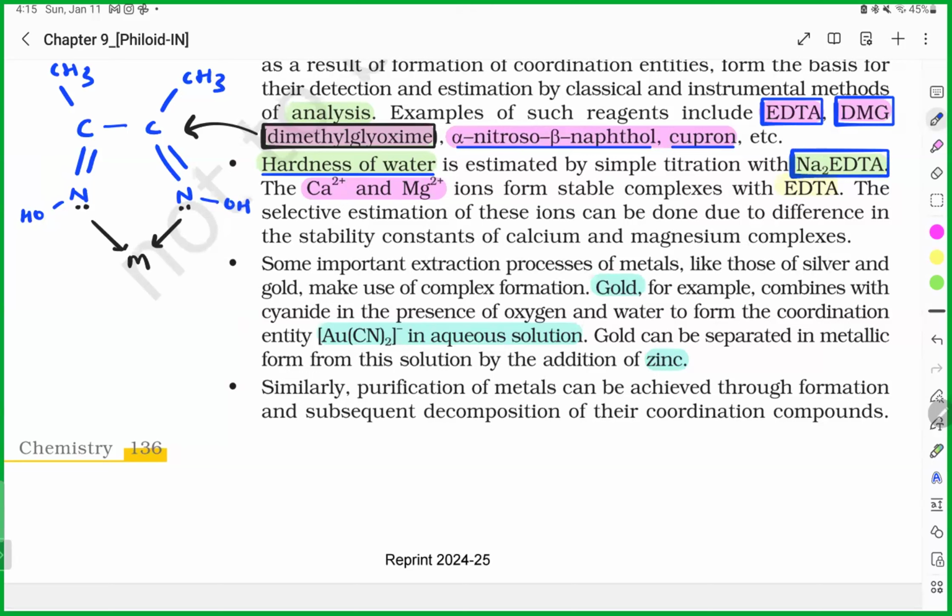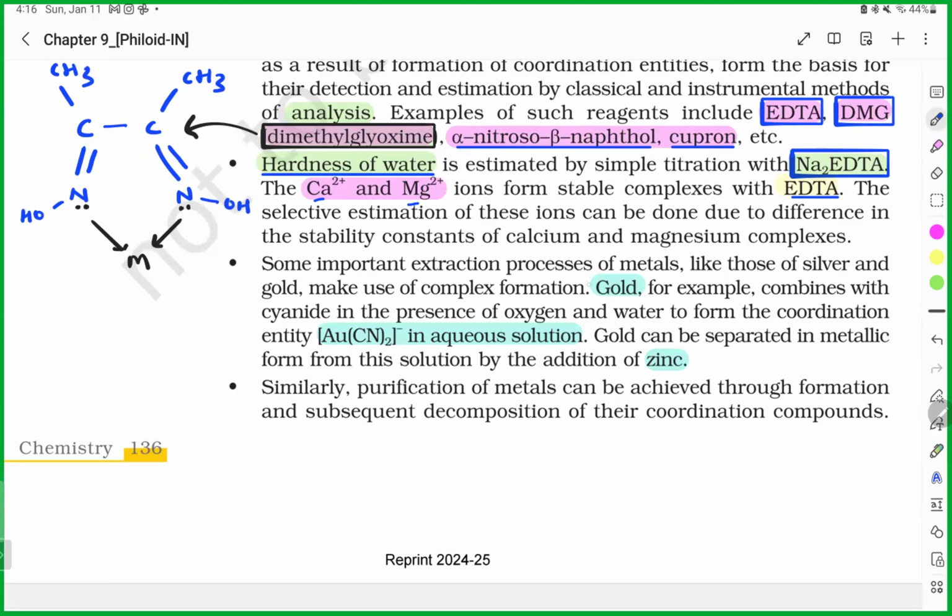So hardness of water we can estimate by using EDTA, because hard water contains calcium salt and magnesium salt. And this calcium and magnesium can easily form a chelating complex with EDTA. Correct? So it will help to select the specific ion, because their stability is different with calcium and magnesium.